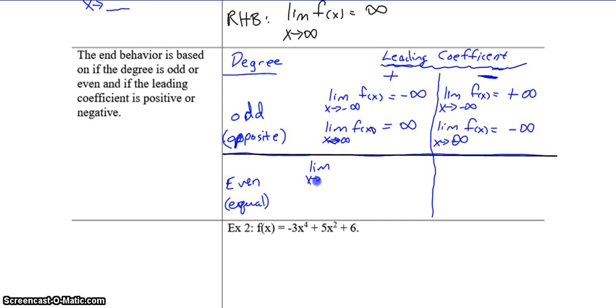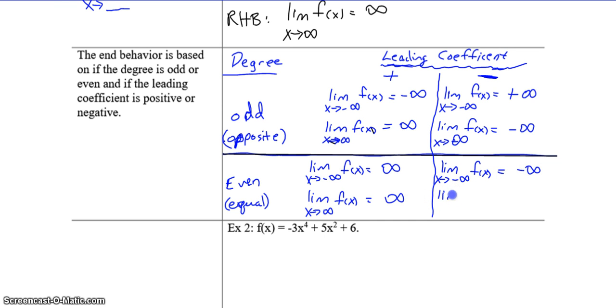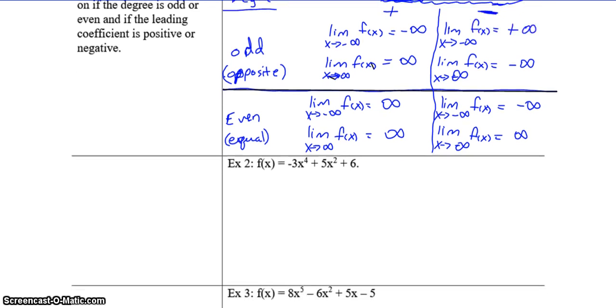So that means both our left-hand behavior and our right-hand behavior are both positive infinities. What happens when we multiply by a negative coefficient? Well, any positive times a negative is exactly negative infinities. Okay. So let's put this into use here.